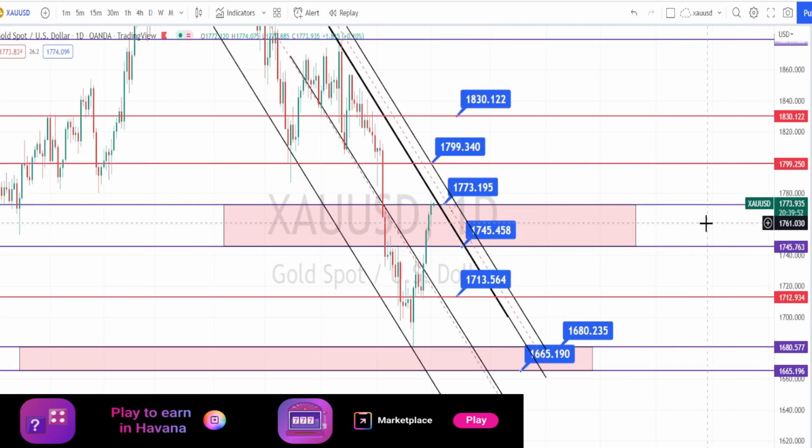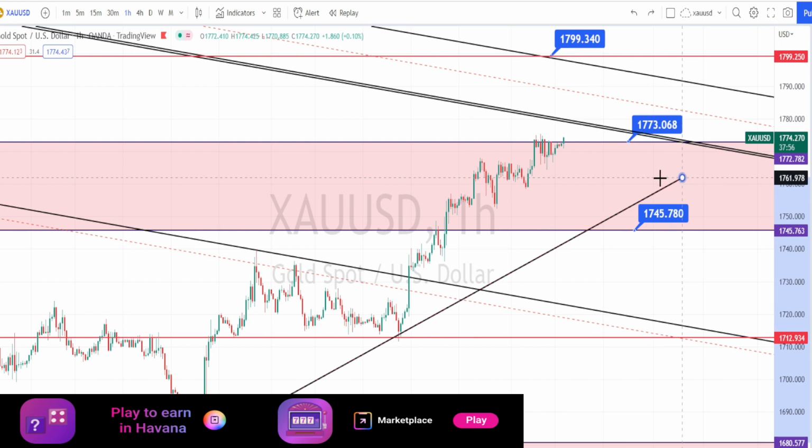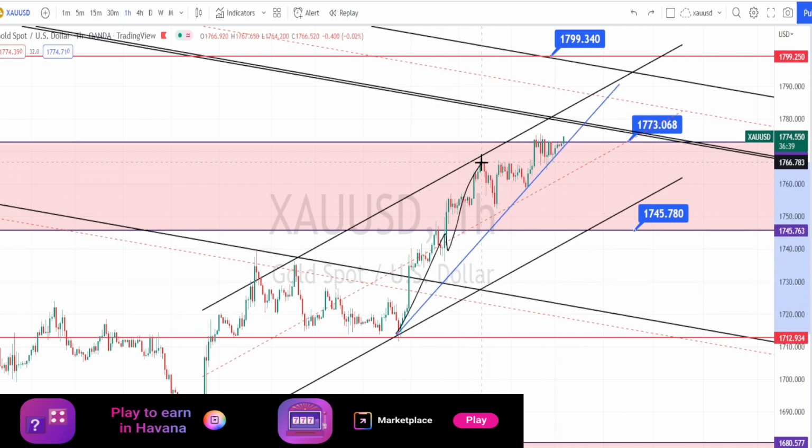Let us do the analysis in hourly time frame. I am in hourly time frame now. For hourly time frame, I am drawing a bullish channel pattern. Based on this bullish channel pattern, the current trend of the price action is still in a very strong bullish trend. I am drawing one more trend line within this bullish channel pattern. You can clearly notice that the current price action is in a very strong bullish trend.